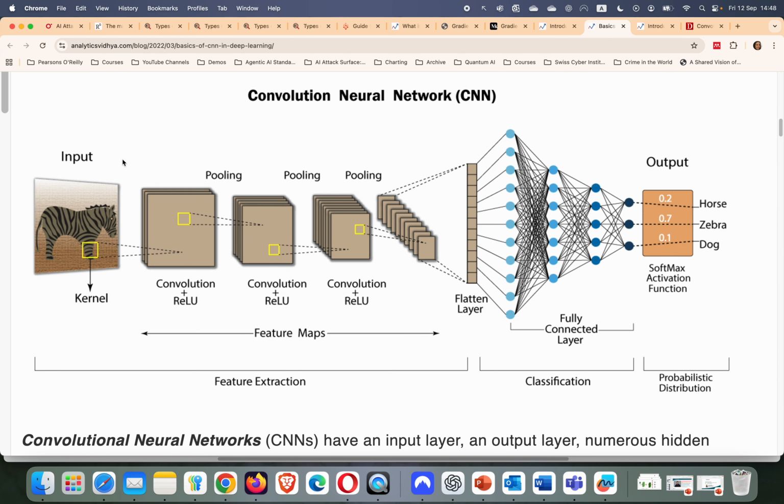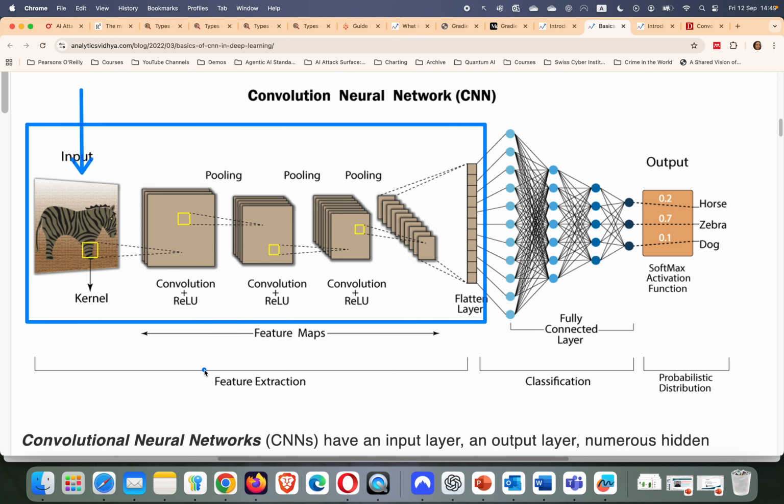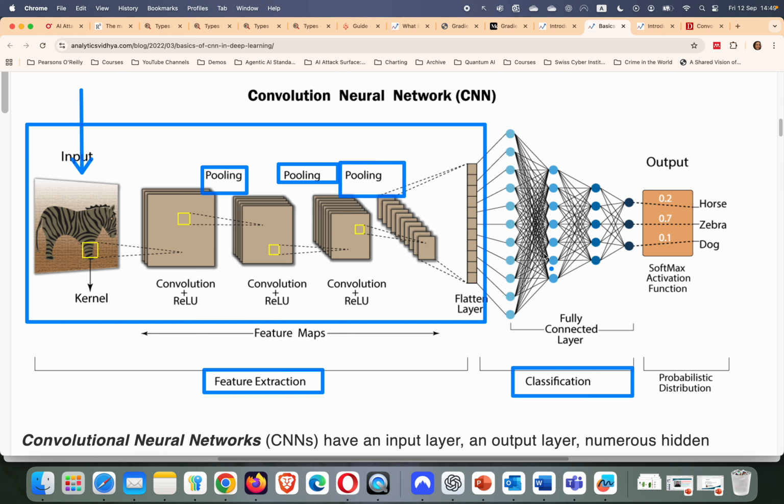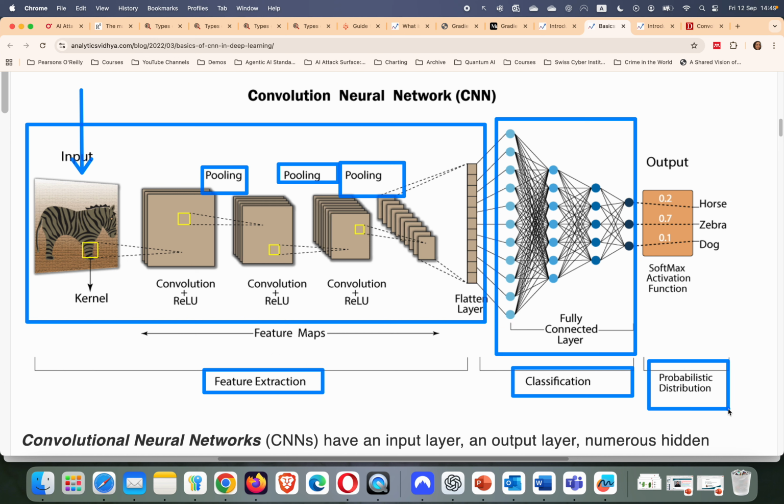This is one explanation. If that makes sense to you, fine. If it doesn't, let's look at this from a different perspective, where the input is just an image of a zebra or a horse or something. Then this whole section here is basically the feature extraction section, when you extract features from the image. So the pooling is basically a feature extraction section. Then you have the classification section using the fully connected layer, and then you have the probabilistic distribution, which is the output, telling you: is this a horse, is it a zebra, is it a dog. It gives you different percentage points, 0.2, 0.7, 0.1. So it's very likely to be a zebra.